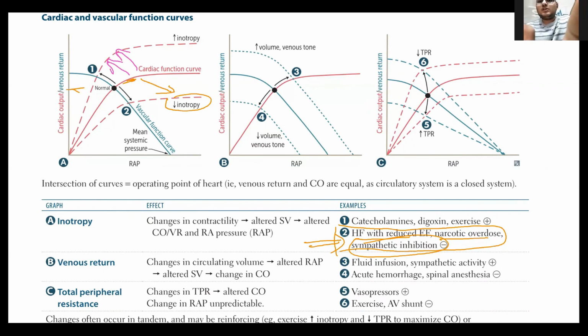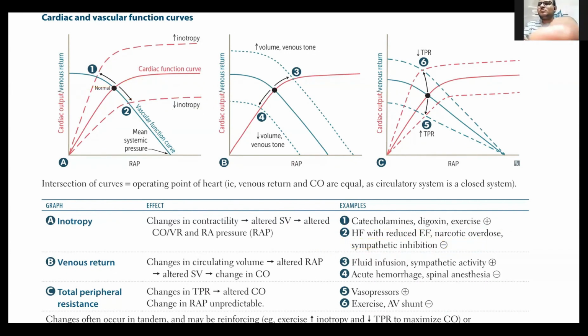This was the normal cardiac output. Now it is this cardiac output that is less than this. This is due to heart failure with reduced ejection fraction, narcotic overdose, and sympathetic inhibition.